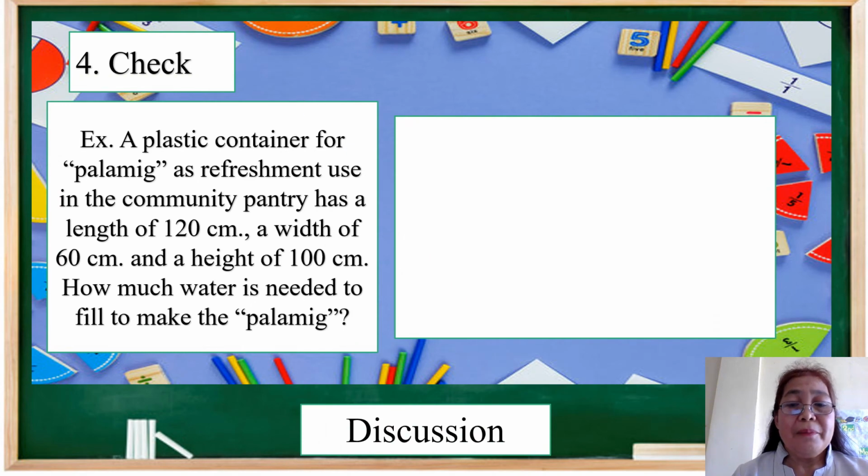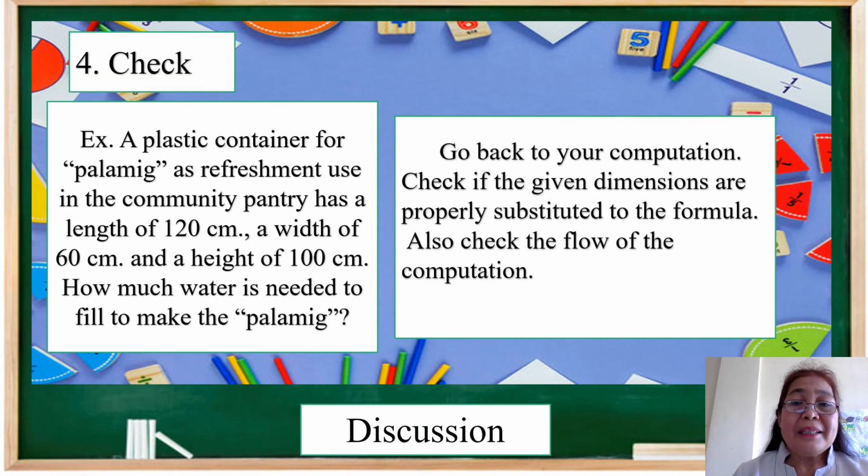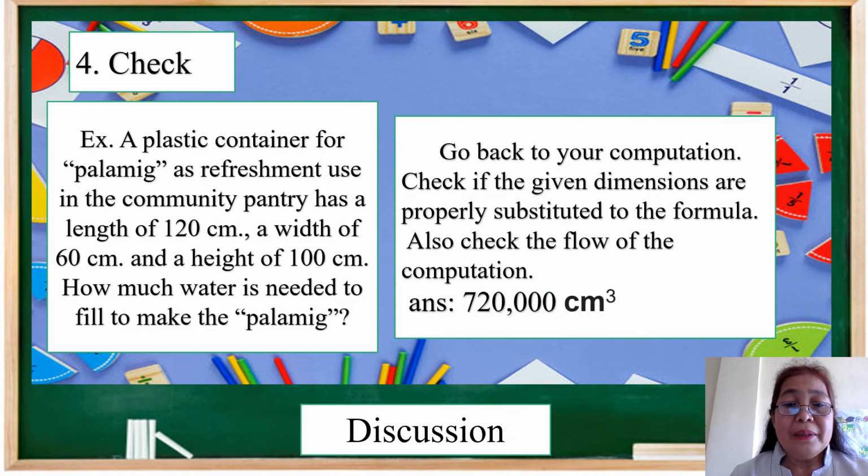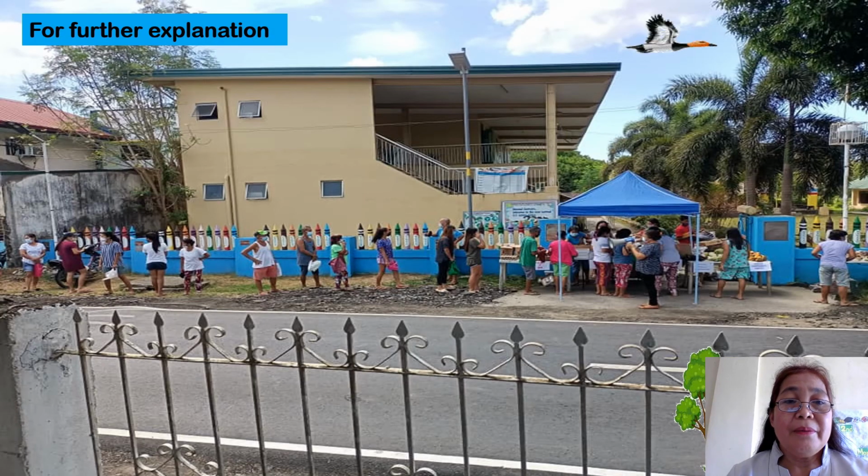Again, by checking, go back to your computation, check if the given dimensions are properly substituted into the formula, then check the flow of the computation. The answer is 7,200 cubic centimeters. Very good. That is how we can get the answer.